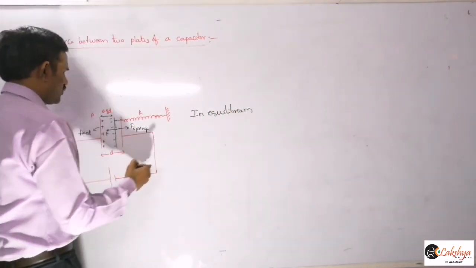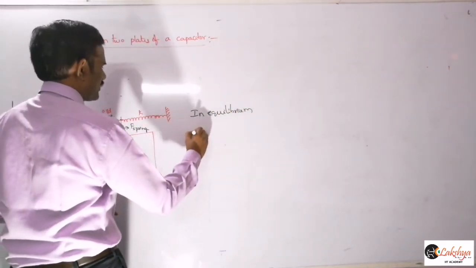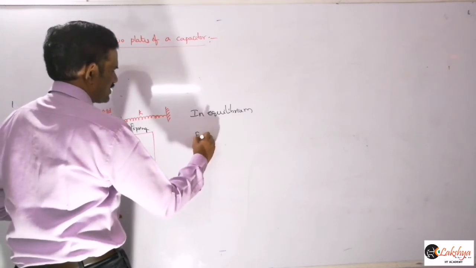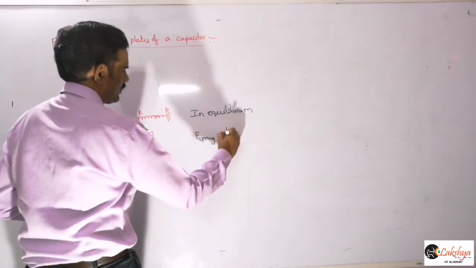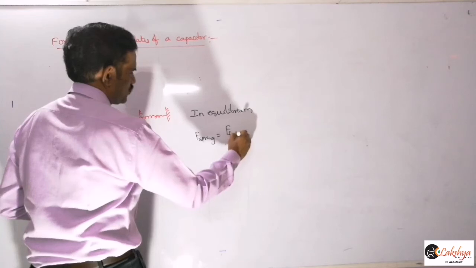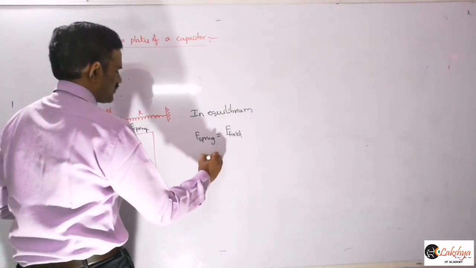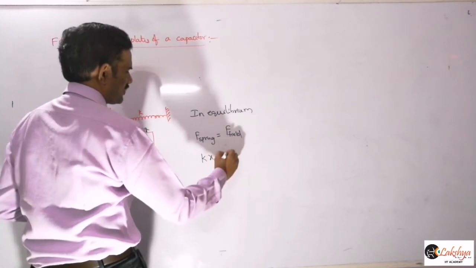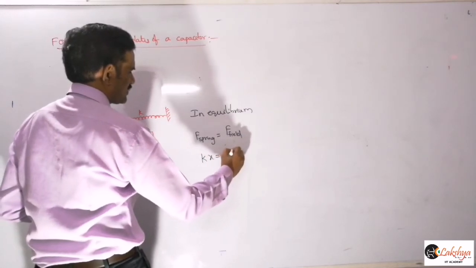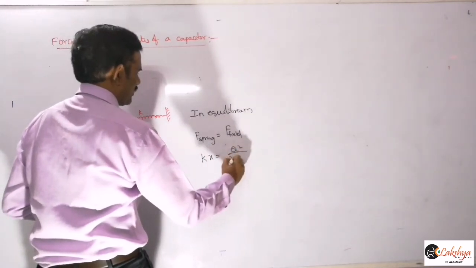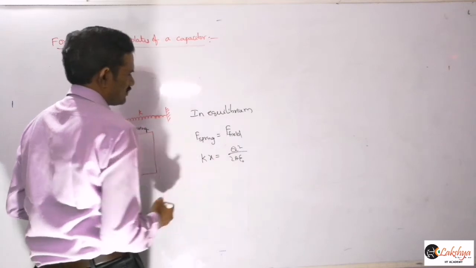So in equilibrium, what we can write here is that the spring force is equal to the force between those two plates, the attractive force due to the field. So the spring force we can write as Kx is equal to the attractive force between the plates, which we can write as Q square by 2A epsilon naught, right?